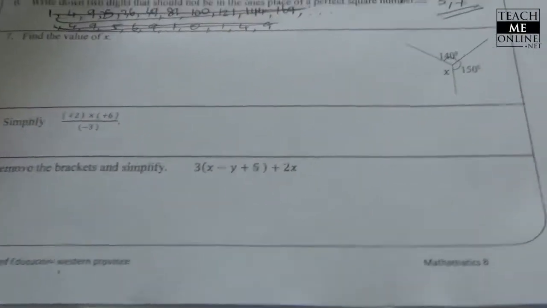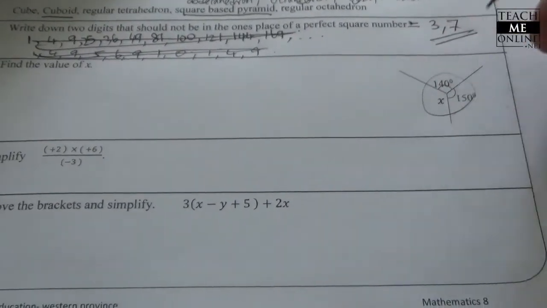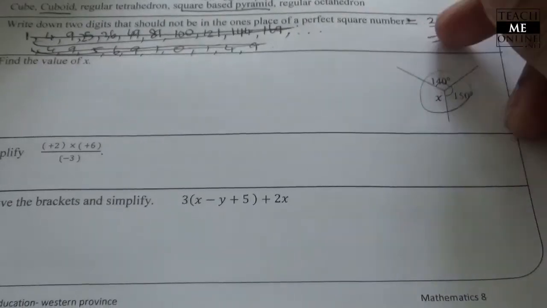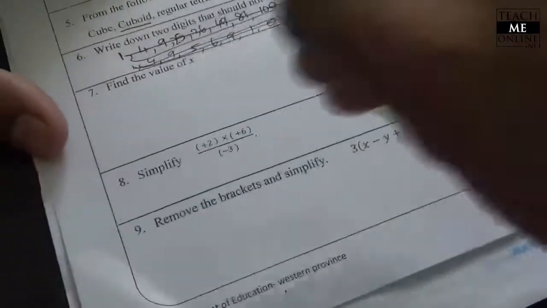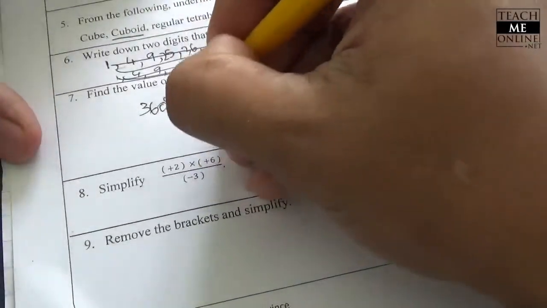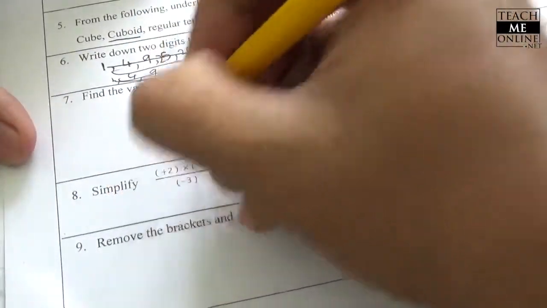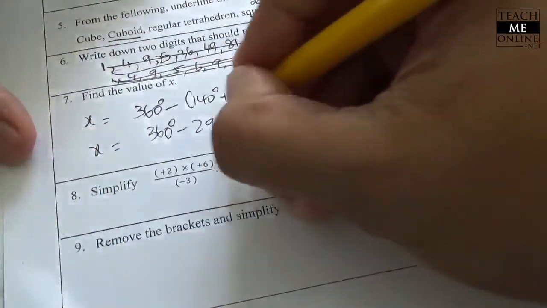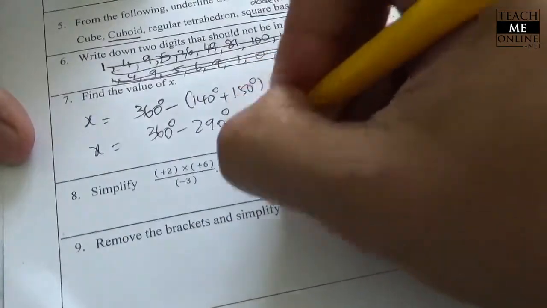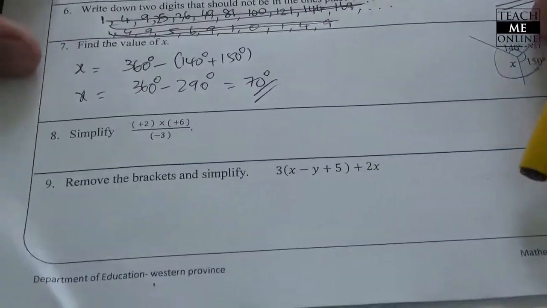Find the value of x. Right. So total is 360 degrees. Everything adds up to 360 degrees in a circle. So from the 360, we have to subtract the summation of the other two. That is 360 minus 290, which is 70 degrees. X is 70 degrees. Right. So altogether they add up to 360.